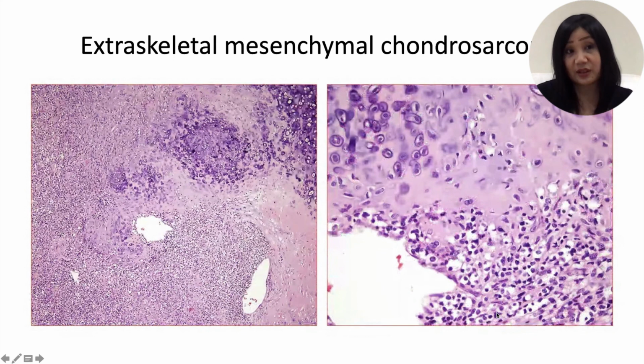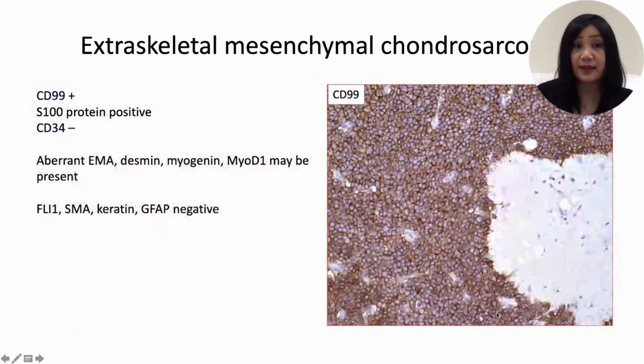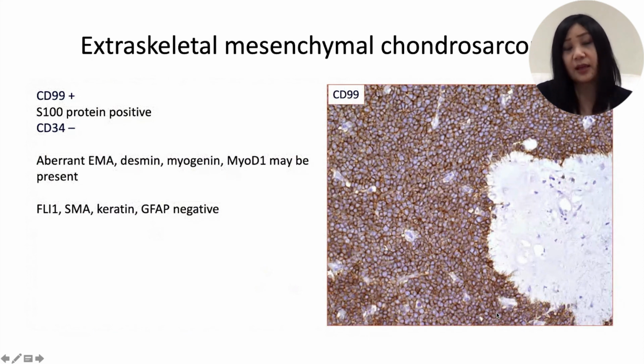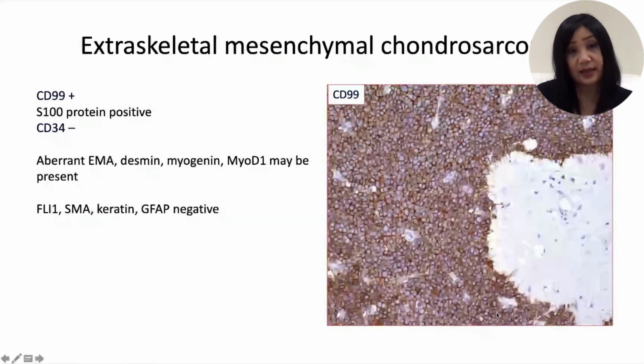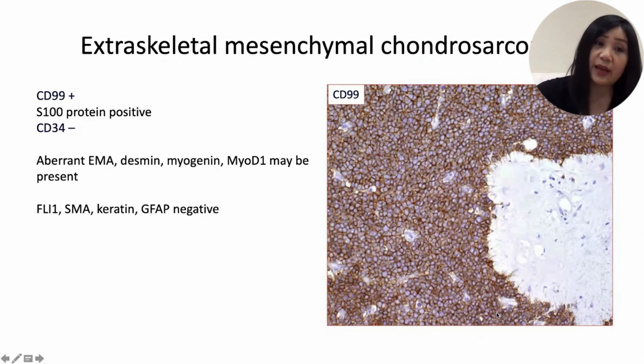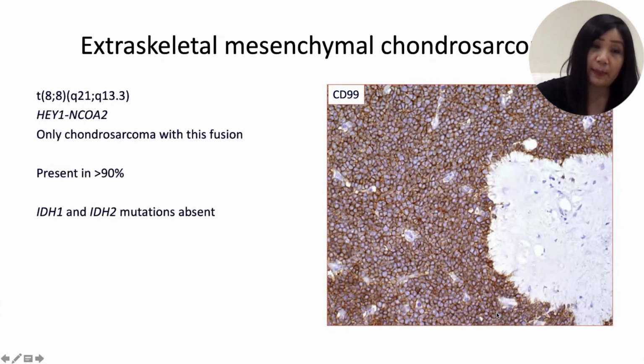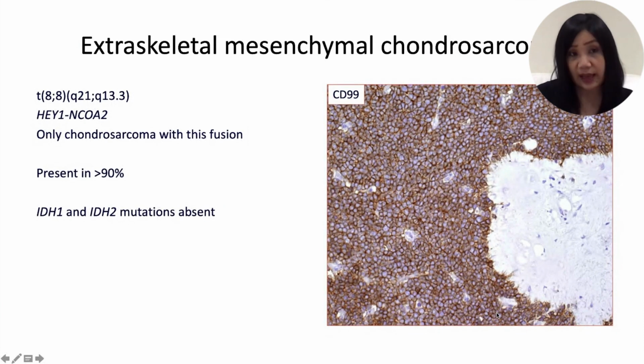These are diffusely and strongly positive for CD99, like Ewing sarcoma, with variable S100 protein positivity because there is chondroid differentiation, and there can be aberrant other markers, including EMA, desmin, myogenin, D1. It is negative for FLI1, SMA, keratin, and GFAP, and it's associated with HEY1-NCOA2 fusions, and is the only chondrosarcoma with this fusion.